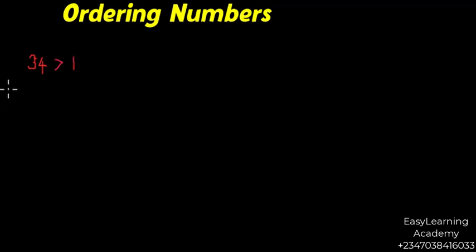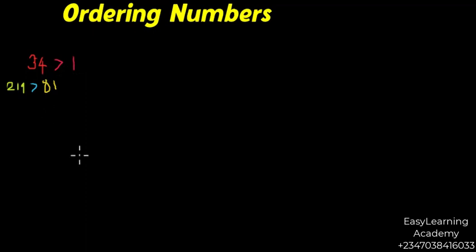Also, every three-digit number, like 219, is greater than every two-digit number. You can have a two-digit number like 81. So it means that a one-digit number is less than a two-digit number.